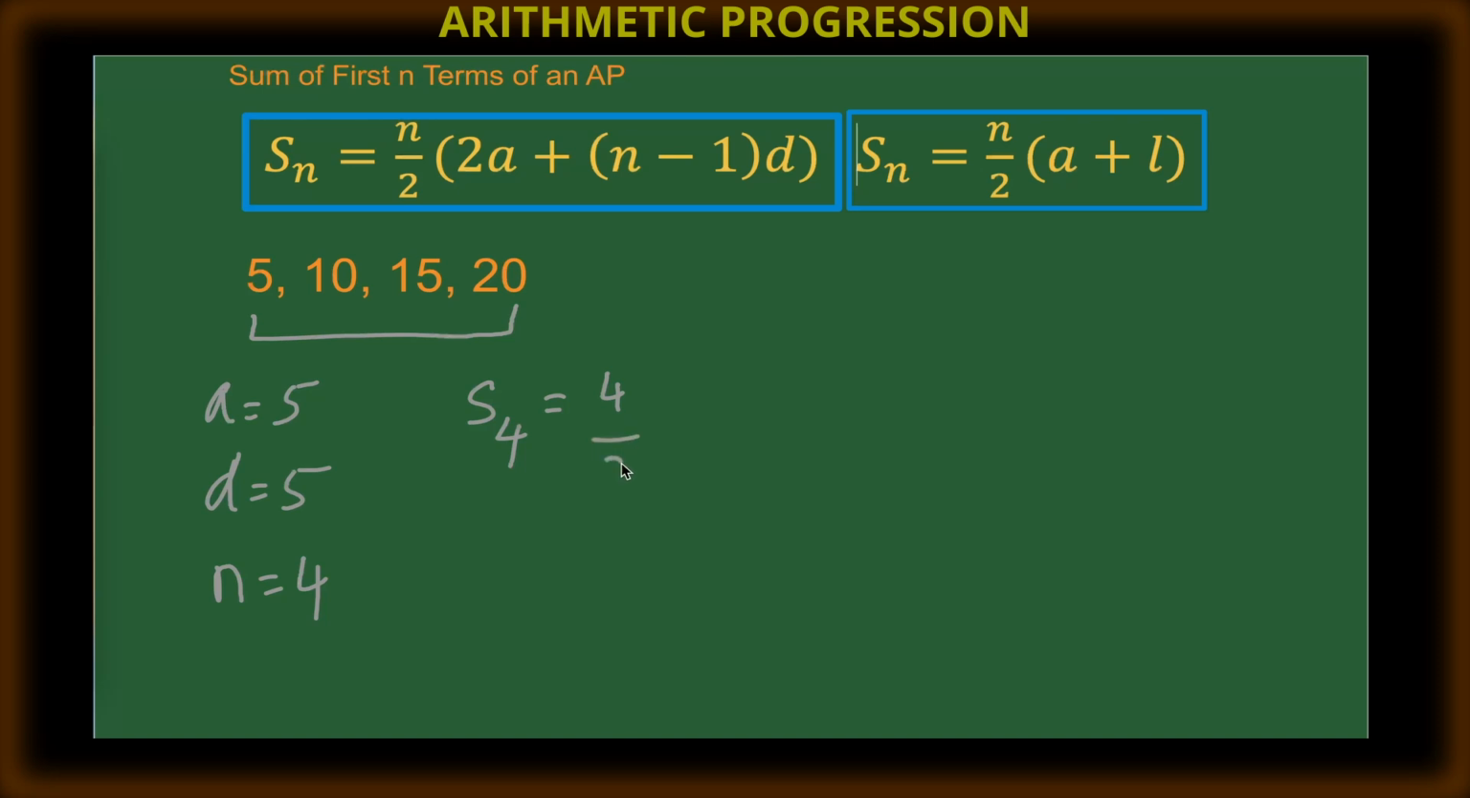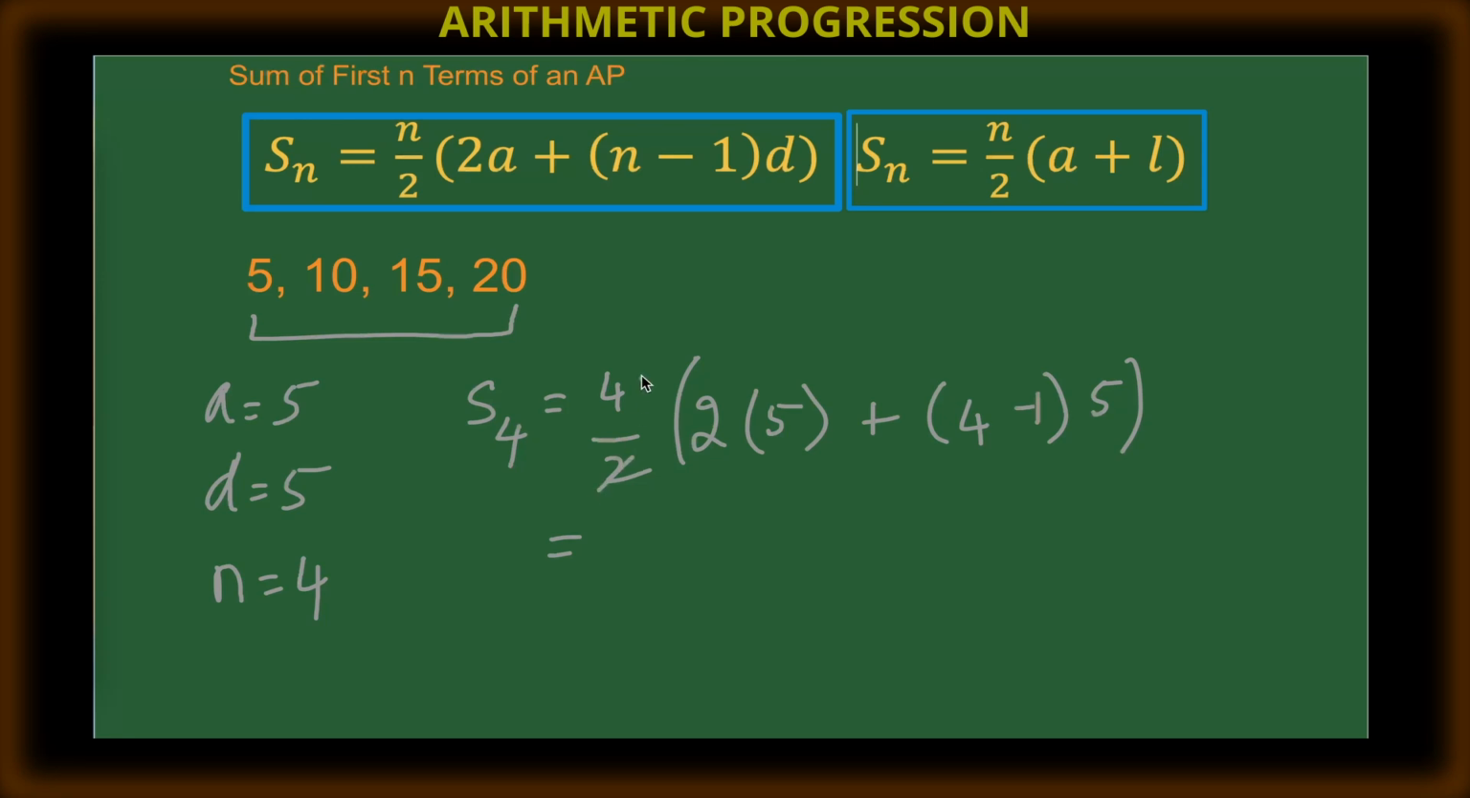4 divided by 2, into a. What is the arithmetic progression's first term a? Okay, so let's not put this as a. Let's put it as the value 5. We have the first term plus n, we know, 4 minus 1. What is the common difference? The common difference is 5.